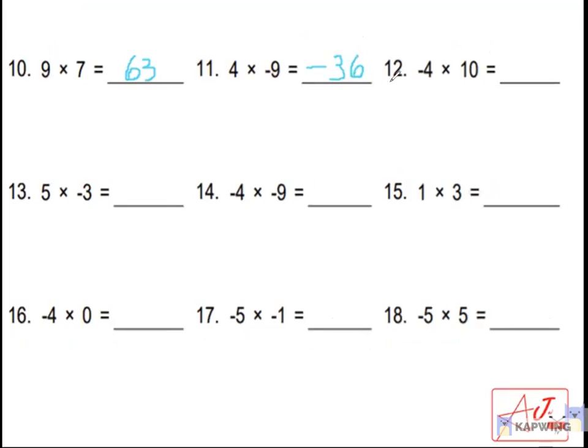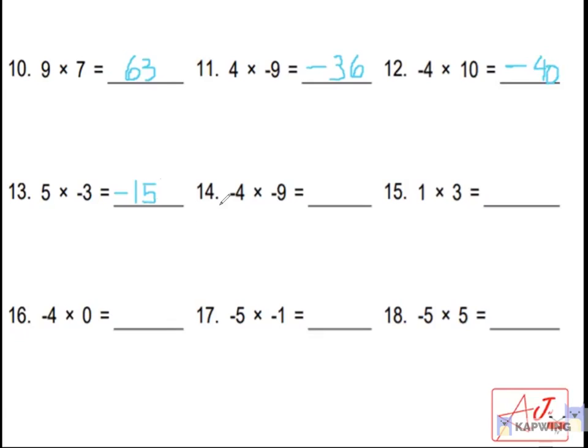Next, number 12, negative 4 times 10, magkaiba po siya ng sign, kaya negative ang answer natin. And 4 times 10 is 40. Kaya negative 40 ang answer natin. Next, 5 times negative 3, magkaiba ulit sila ng sign, kaya negative. And 5 times 3 ay 15. So therefore, ang answer natin dyan ay negative 15.